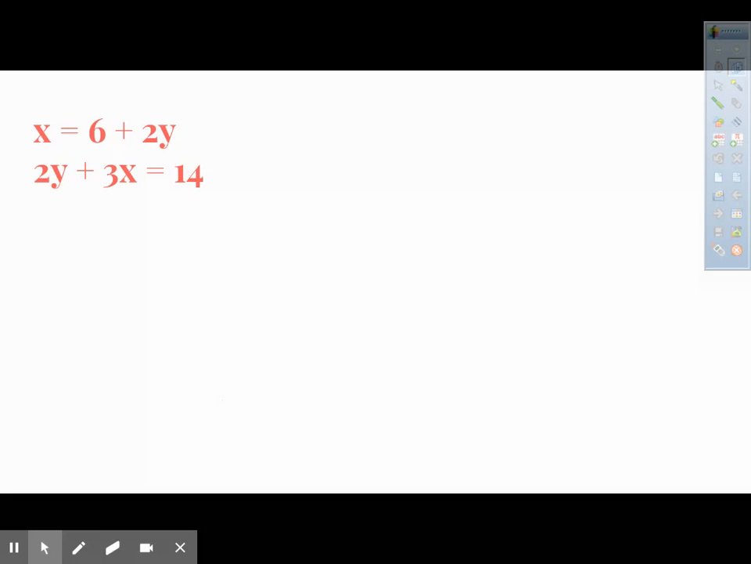I have a question. Yes. Whenever we're working out, do we have to put the box and all that stuff and the arrows around it? It helps if you do.